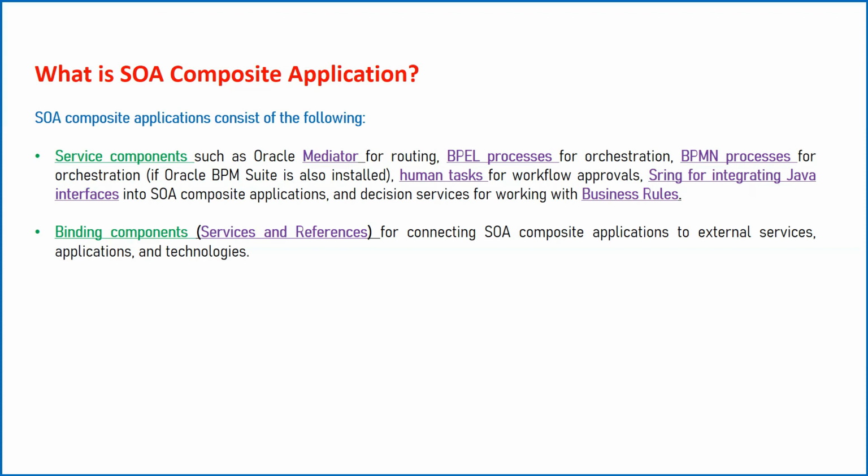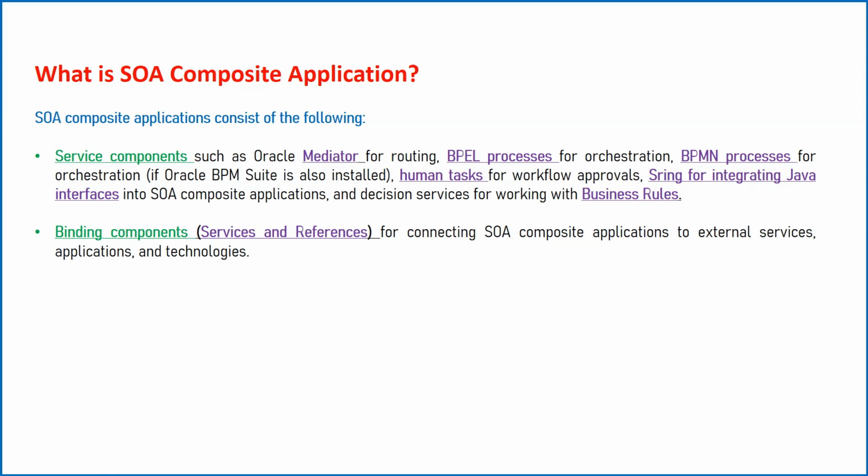One is the service component, and when we talk about the service component, it could be a mediator, it could be a BPEL process, it could be a BPMN process if you are using the BPM suite. Along with that, it could be a human task, a Spring for integration Java interface, or a business rule. So it may be possible that your SOA composite is using all of the components, or it may be that it is using only one or two components.